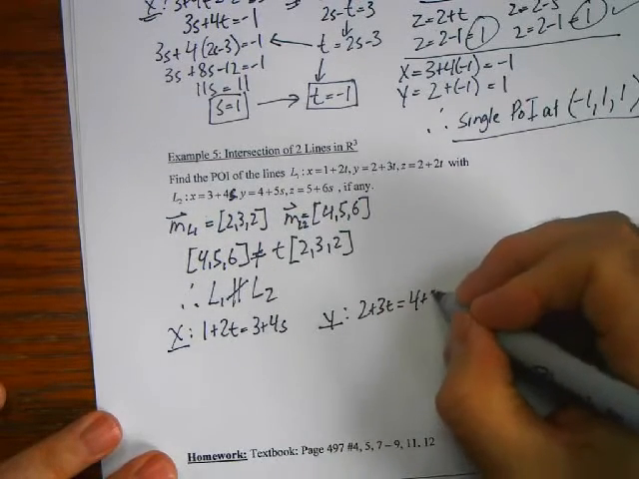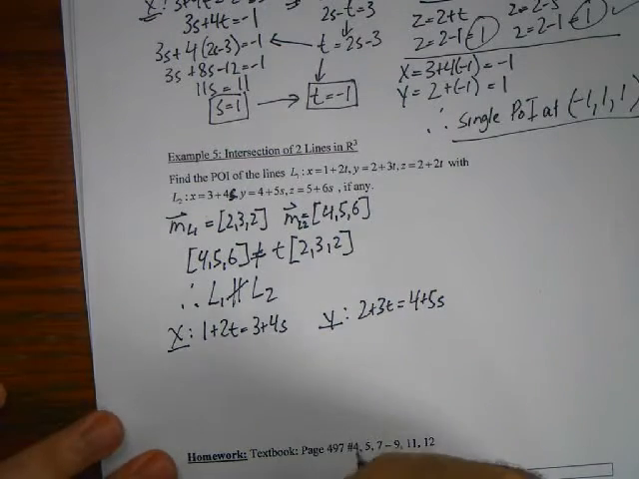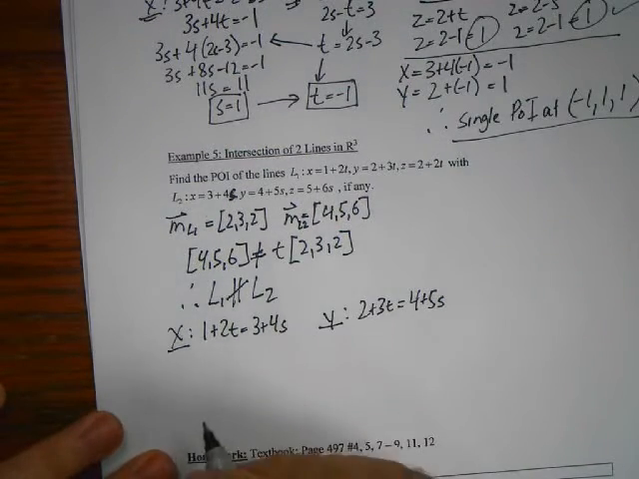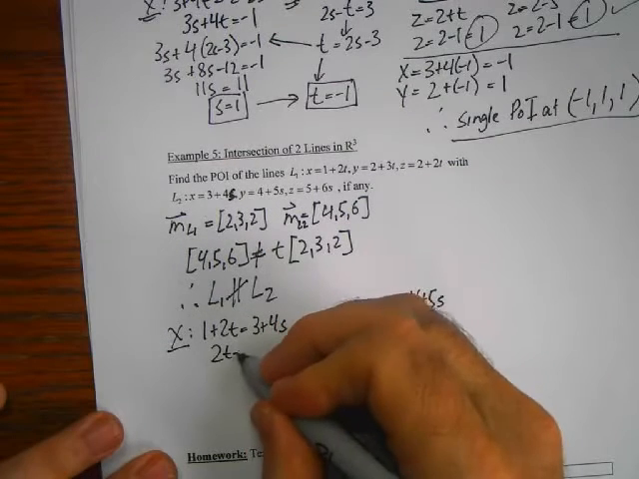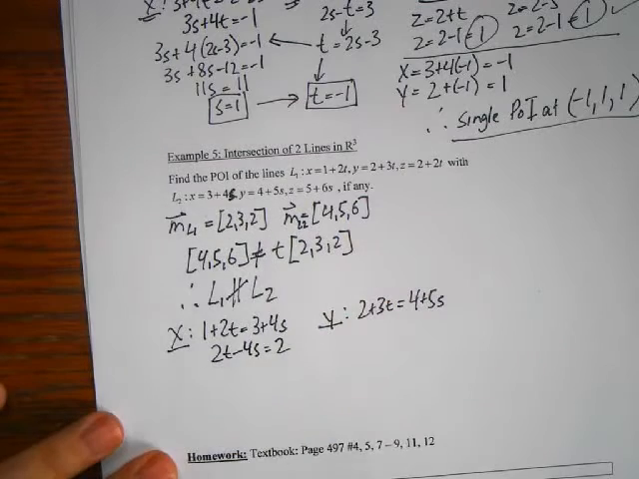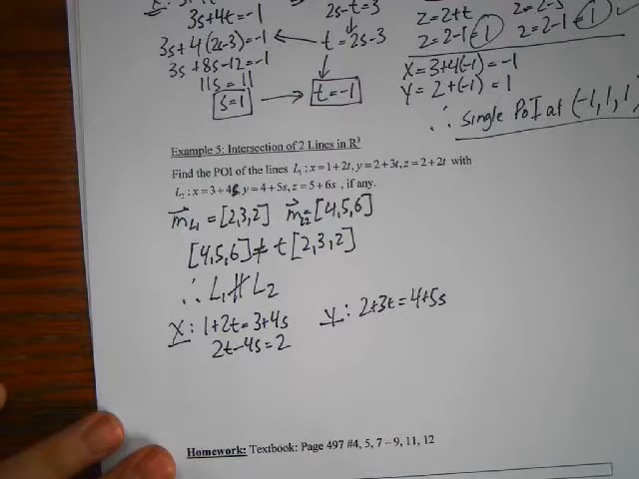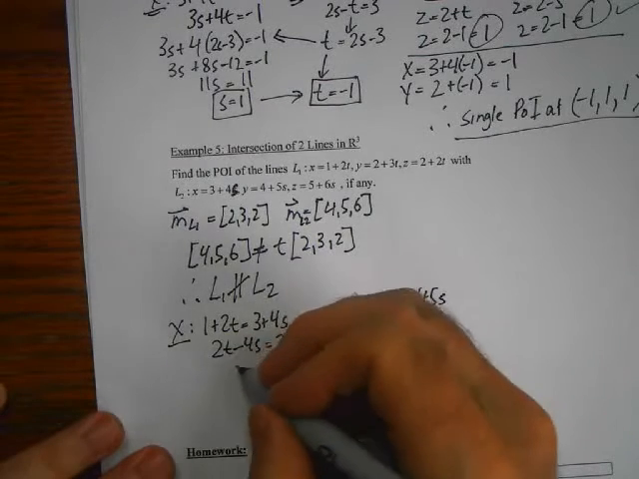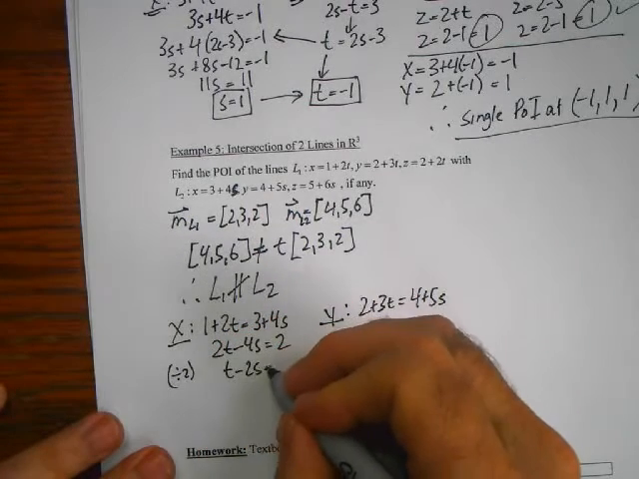Okay, so again, I'm going to simplify these first. If I simplify this, I get 2t minus 4s is equal to 2. Now one thing you can do, you notice all these are even numbers. I can actually divide this equation by 2, the whole thing. So if I divide by 2, I get t minus 2s is equal to 1, or t is equal to 2s plus 1.